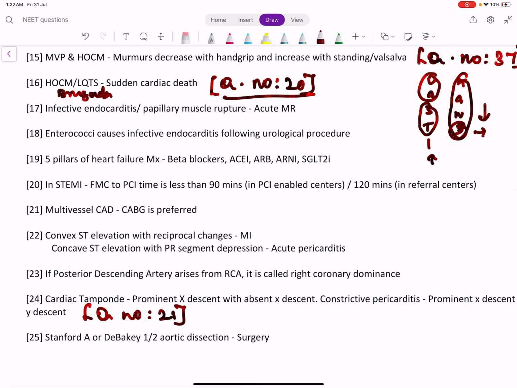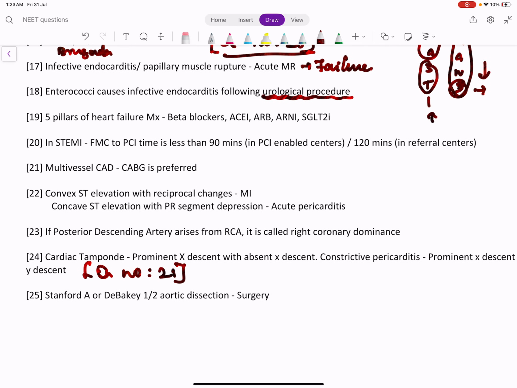Infective endocarditis or papillary muscle rupture, these are the two common conditions which cause acute mitral regurgitation. Acute mitral regurgitation usually causes heart failure. Enterococci cause infective endocarditis following urological procedures. There are different organisms causing community acquired native valve endocarditis, hospital acquired native valve endocarditis, early prosthetic valve endocarditis and late prosthetic valve endocarditis.